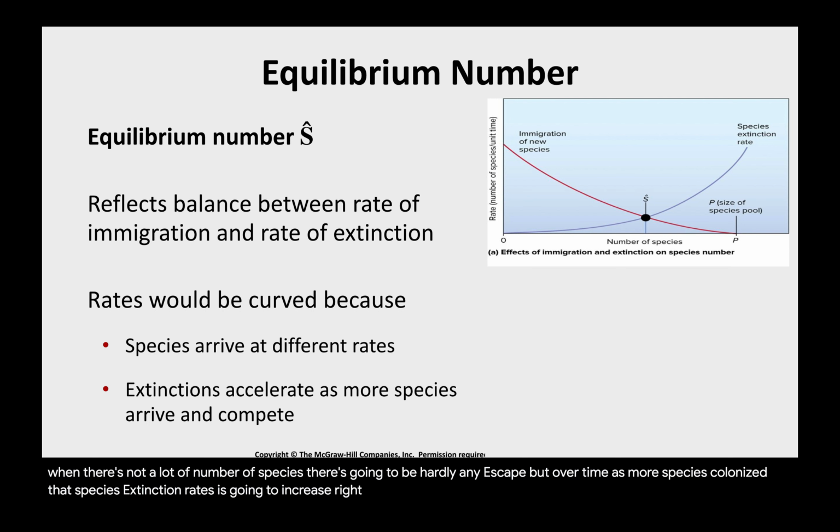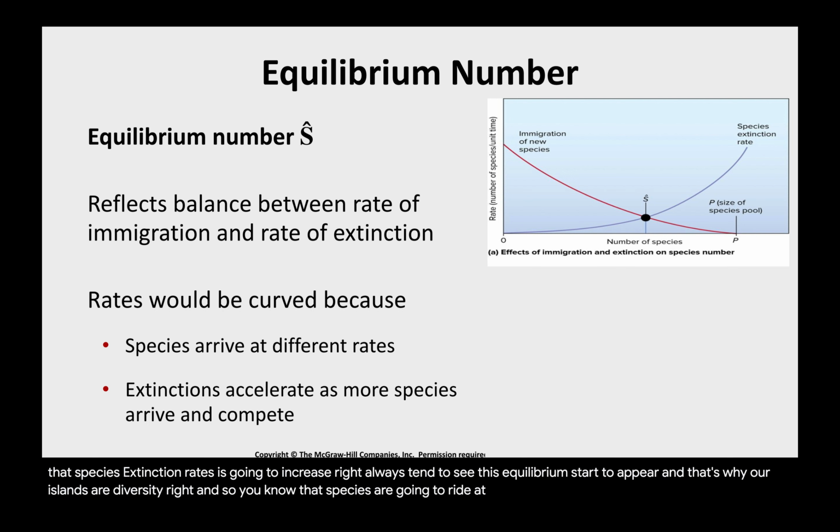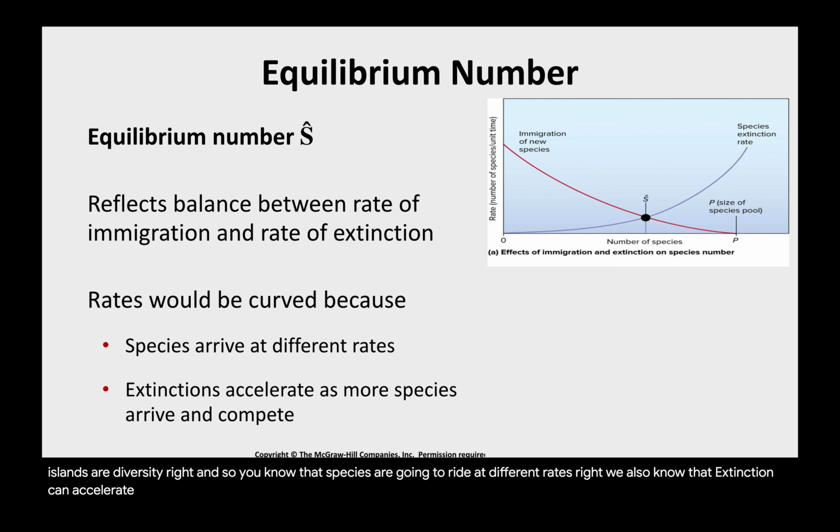We tend to see this equilibrium start to appear, and that's where our island's diversity tends to hover around. We know that species are going to arrive at different rates. We also know that extinction can accelerate as more species arrive and there's competition for resources, which is why we see curved rates rather than linear lines on this graph.